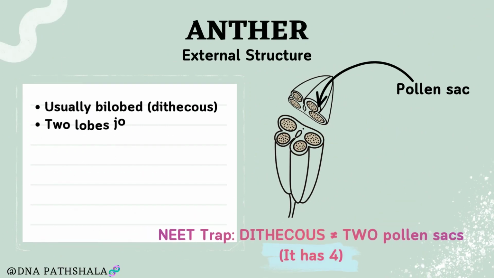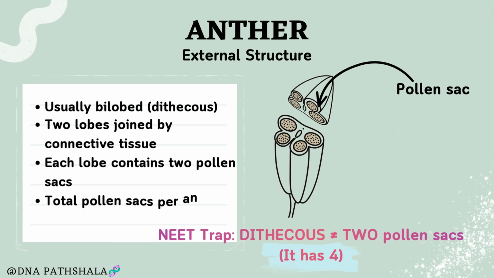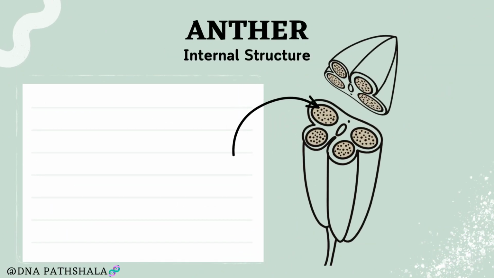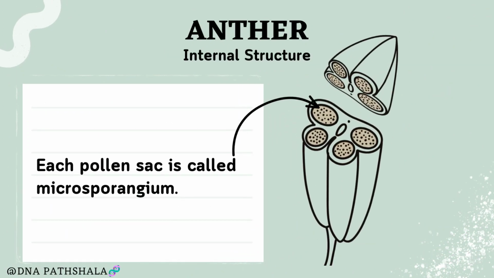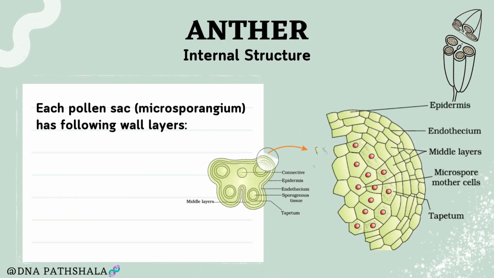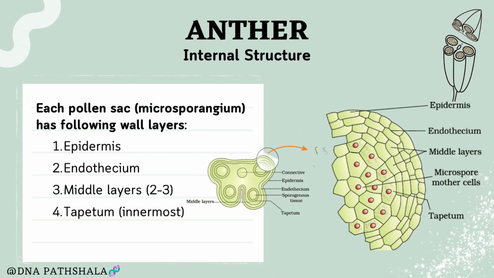Okay, anther is bilobed and each lobe has 2 sacs. Therefore, there are total 4 pollen sacs. Remember it for your NEET and CT exam. This is very common exam trap, so don't confuse it. Now, if we look inside, each pollen sac is called a microsporangium. It has 4 layers and in the center we have sporogenous tissue.